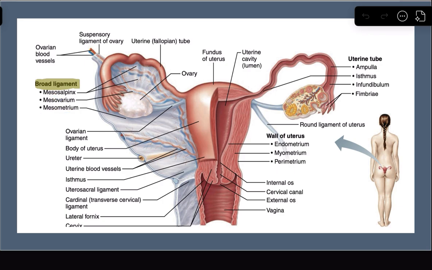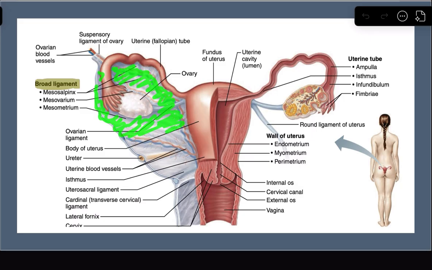We're not going to get too much into what those mean, but they're not going to be tested, these substructures. I just want you to be able to identify the whole ligamentous structure up here, just superior to the ovary, okay? Right, and slightly inferior as well. This whole broad ligament is what we're talking about, this large flap, okay?